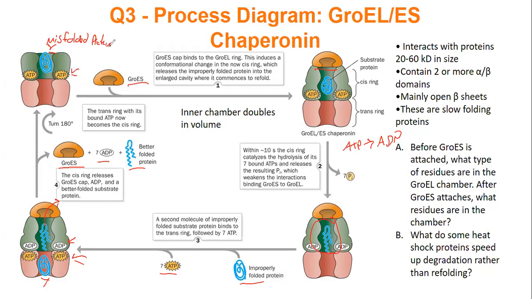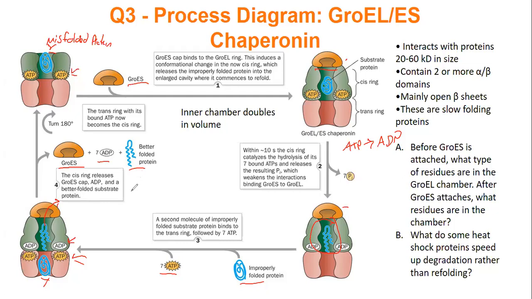So I'll just say it really quickly again. You have misfolded protein bound, 7 ATPs. When that happens, GroES binds. Once GroES binds, you take your ATPs and make them into ADPs, and your protein will fold. A new unfolded protein will bind in the second chamber along with 7 ATPs. Once that happens, your GroES will pop off, your ADPs will pop off, and your better folded protein will pop off.